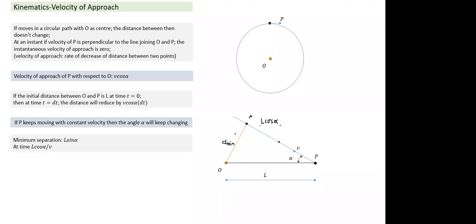So we have understood both the things. I hope this part is clear. Velocity of approach helps you find the minimum separation. It also helps you find at what time the separation becomes minimum.